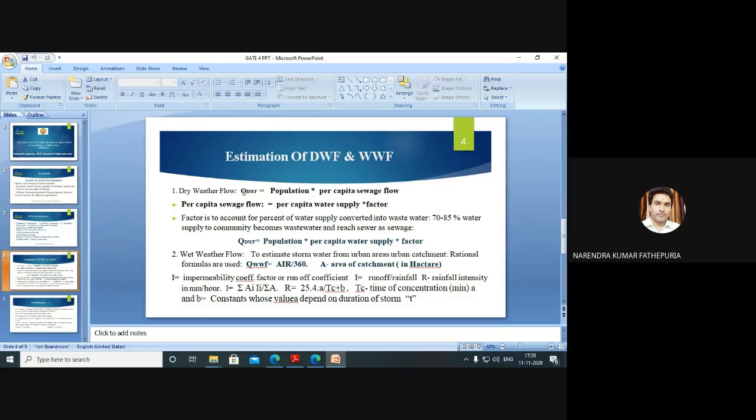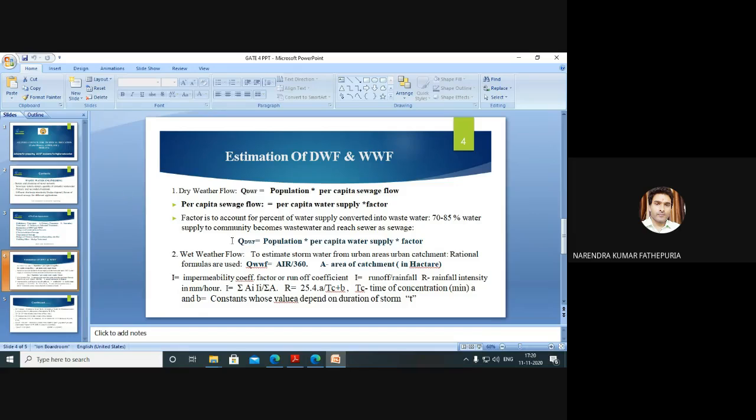So dry weather flow, how to get it? The Q dry weather flow is equal to the population of the town multiplied by the per capita sewage flow. Generally, 80% of supply will be sewage. Suppose we are supplying water for a respective town, 5 MLD, so 80% of 5 MLD will be sewage water, right? 75% to 85%. The rate of water supply is generally 135 LPCD to 250 LPCD in our Indian conditions.